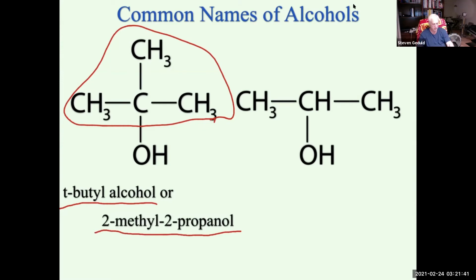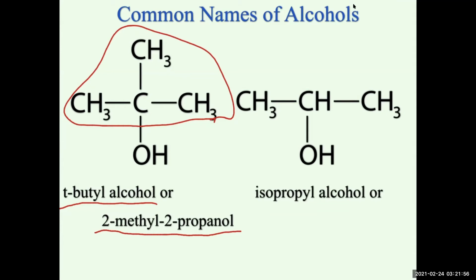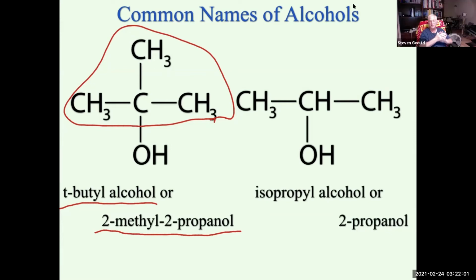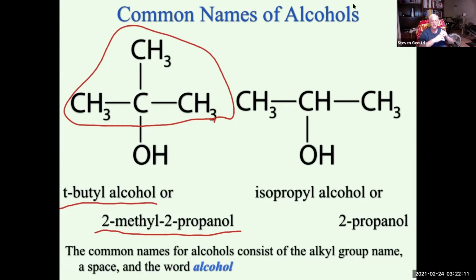Okay. The next one over to the right is isopropyl alcohol. This is your rubbing alcohol, what you get in the stores. What's the IUPAC name for this thing? 2-propanol. Perfect. You walk into Rite Aid, ask for 2-propanol, they kind of look at you funny. You ask for isopropyl alcohol, they'll give it to you. But the actual IUPAC name is 2-propanol. So the common name for an alcohol is just the alkyl name, a space, and the word alcohol.